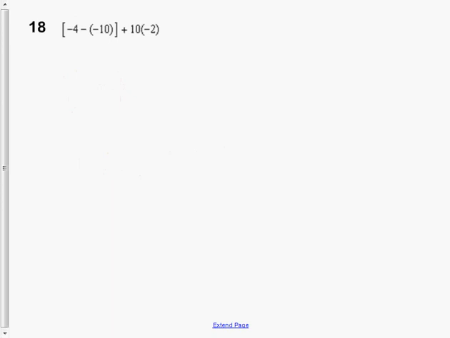Question 18, I have order of operations. It says square bracket, so I have to do this first. Keep flip change. -4 plus 10 is 6. 6 plus 10 times -2 is the same thing as saying 6 plus -20. And 6 plus -20 is -14.